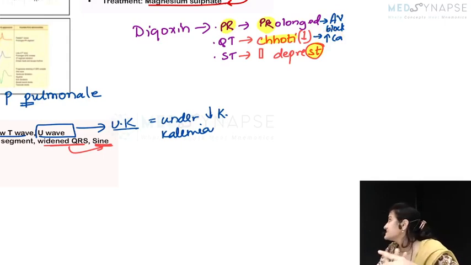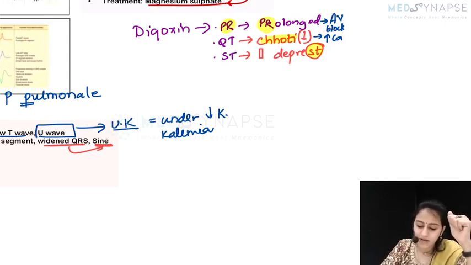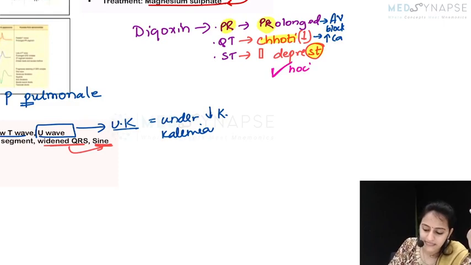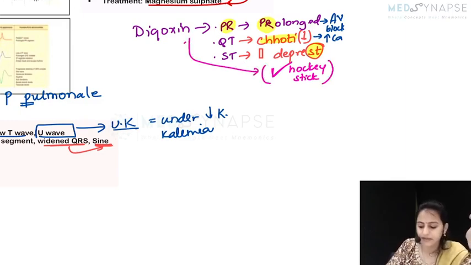And there is ST depression. What sign is that called as? The ST depression. The reverse tick mark or the hockey stick sign. Okay, hockey stick or the reverse tick mark is digoxin, ST depression.